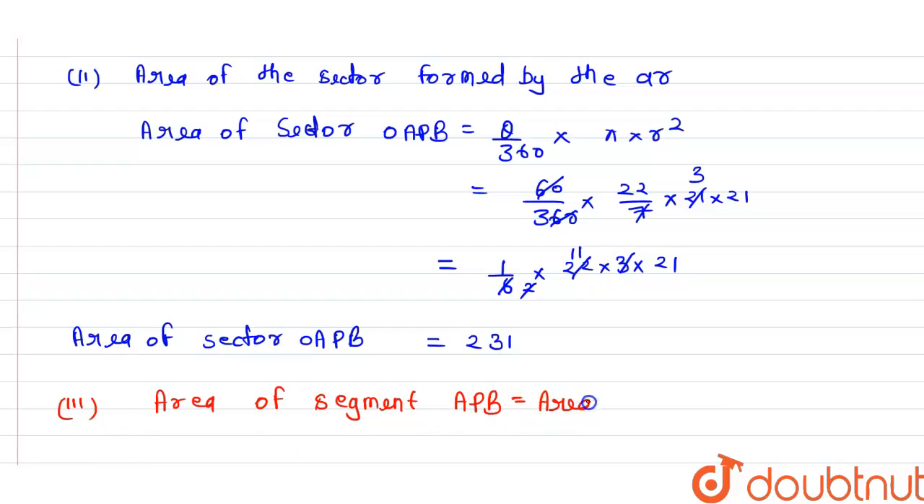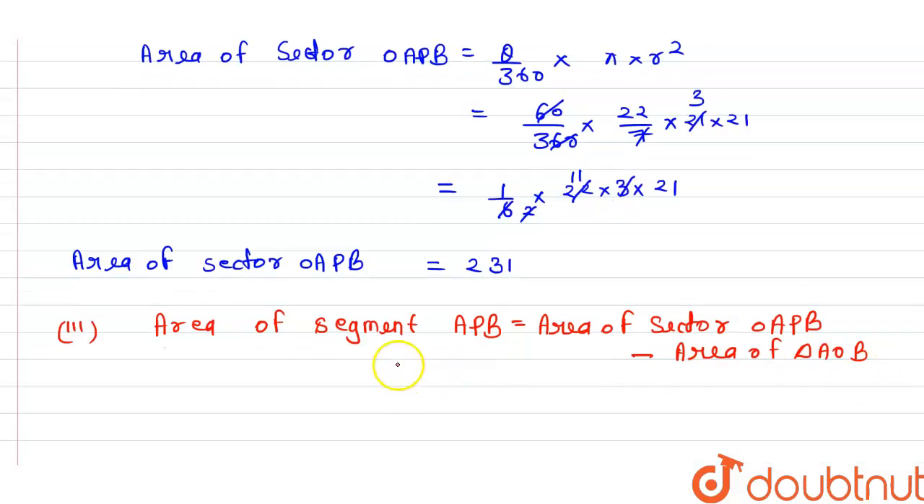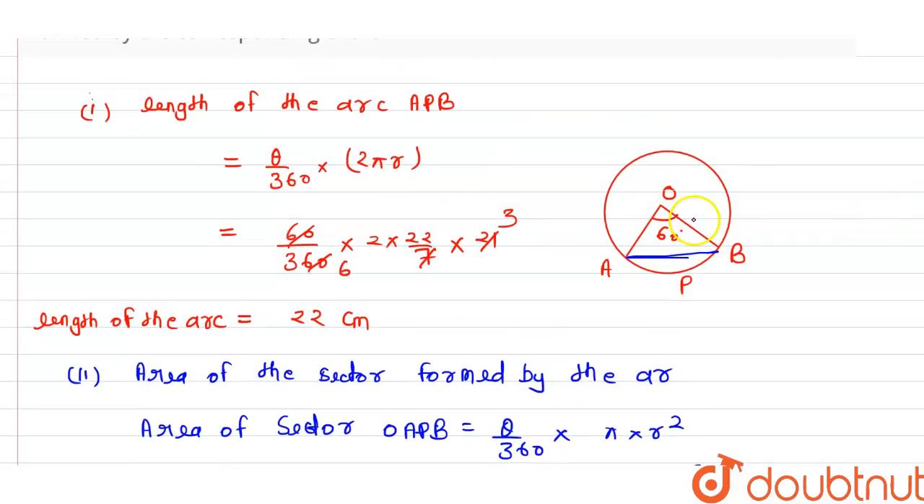It is equal to the area of sector OAPB minus the area of triangle AOB. Here the area of the sector OAPB we have already found, that is 231, minus the area of triangle AOB. So in the given figure, for the area of triangle AOB, we are given OA, the radius of the circle, 21, and this is also 21.